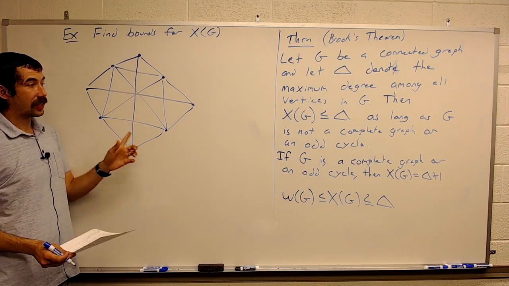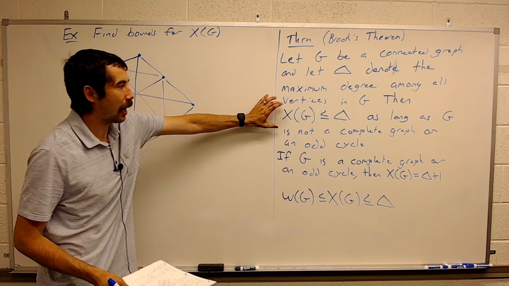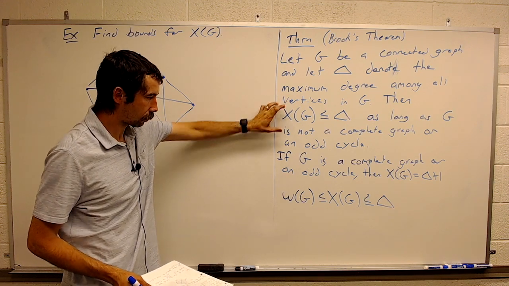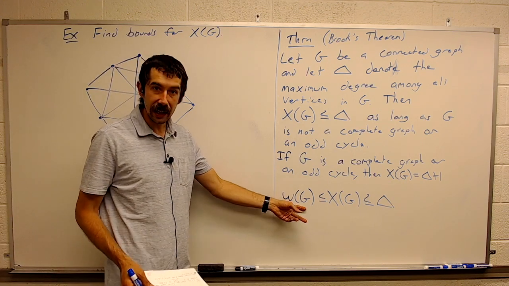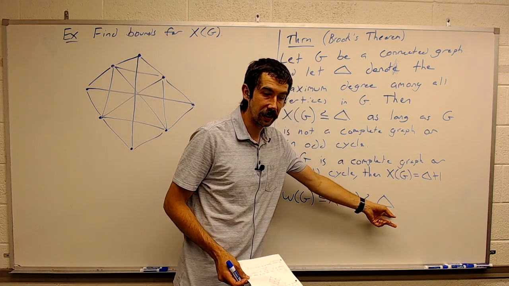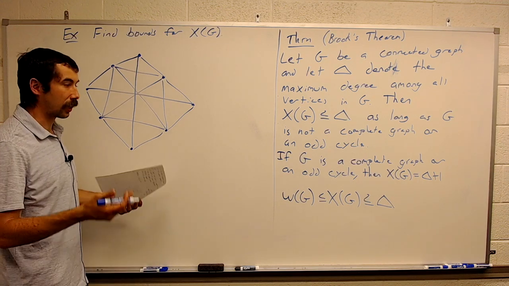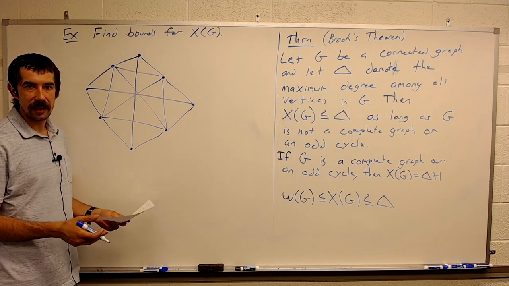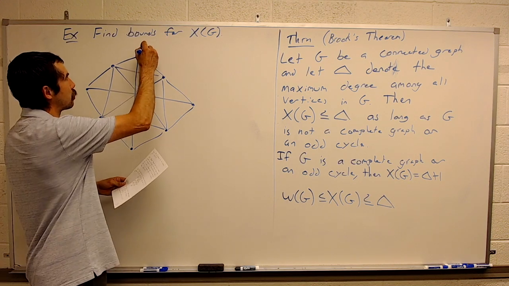So this is not a complete graph. This is not an odd cycle. So we have this bound for the chromatic number, so we could use this. To get bounds for a chromatic number, we need the clique size and we need delta. Okay, let's start with the clique size. We need to find the largest group of vertices that are all neighbors with each other. All right, and I'll give some names to these vertices.